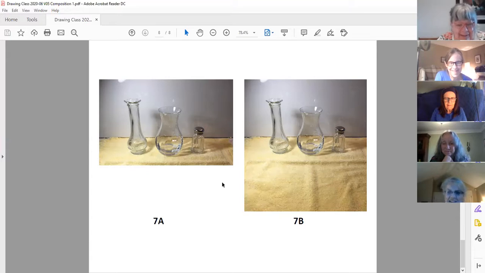Yeah, but you're an artist. You can make your own. That's true. You can use your artist license. But let's say you had a choice between 7A and B. I'd still, to me, it's more pleasing to have the foreground in front of it.